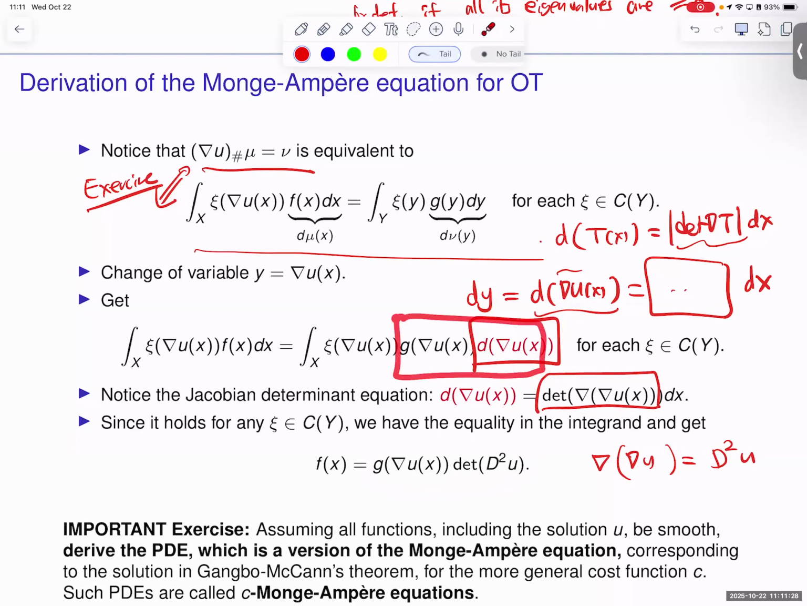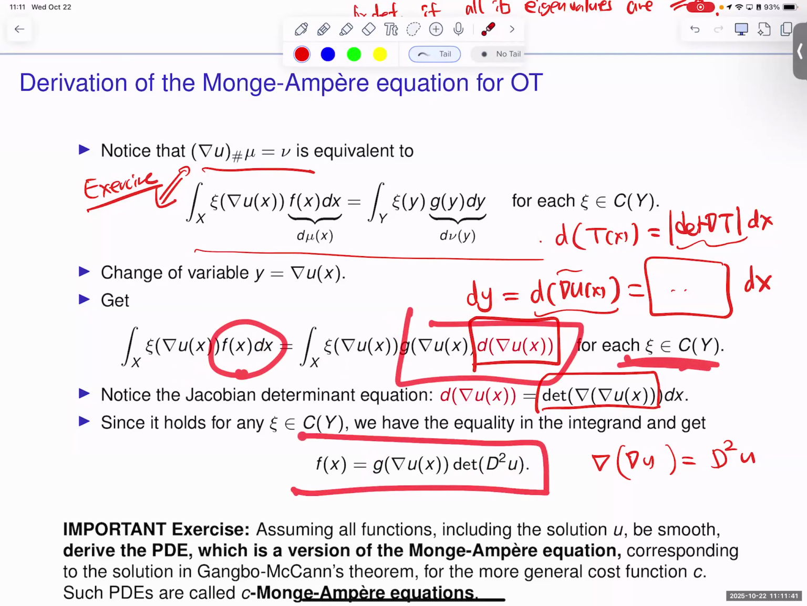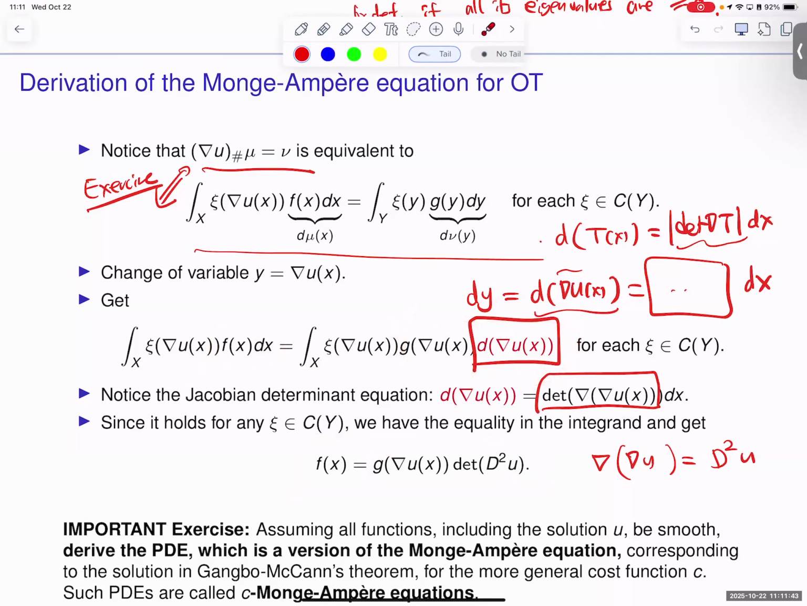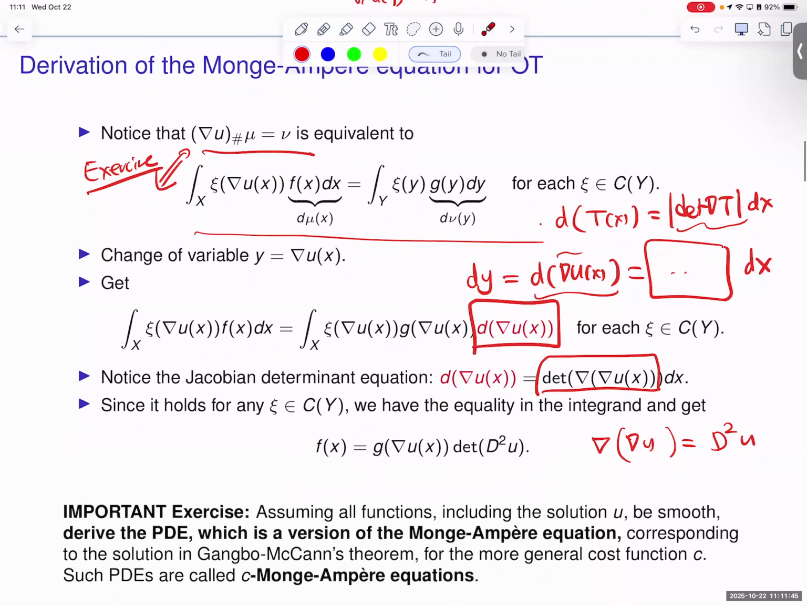And then on the left you have this expression, and this c is common, but this holds for any c. That means this quantity and this quantity have to be the same. So that's why we get this. That is exactly the Monge-Ampère equation.